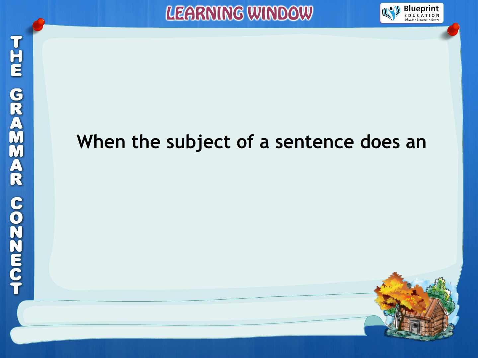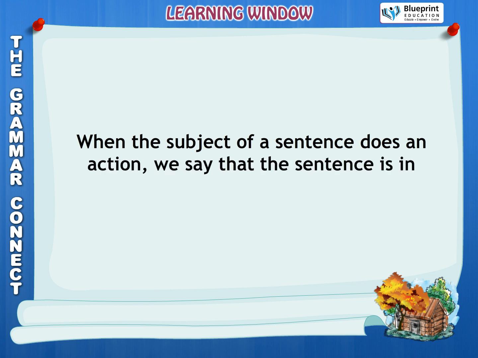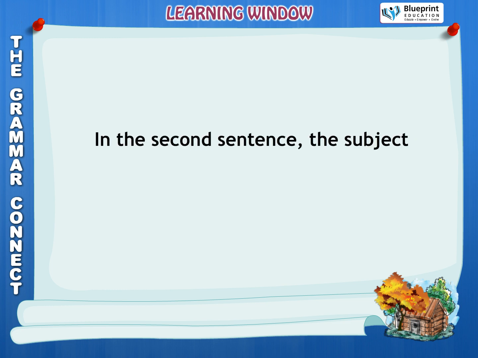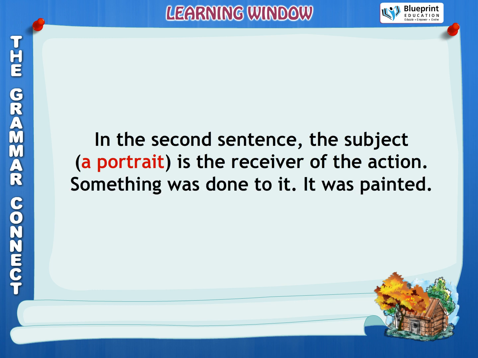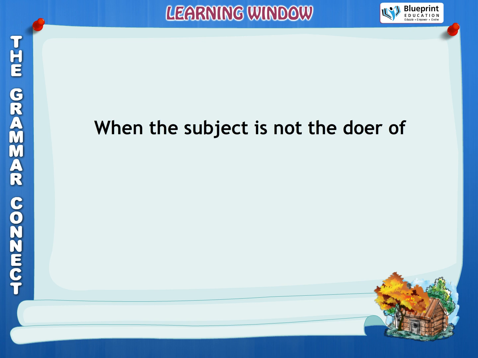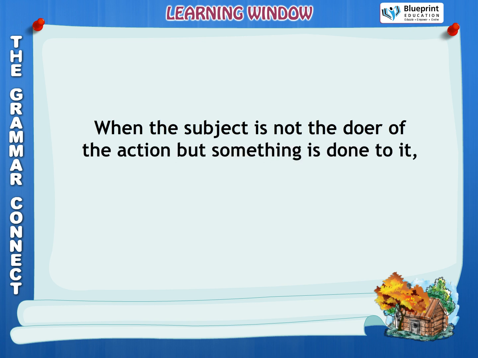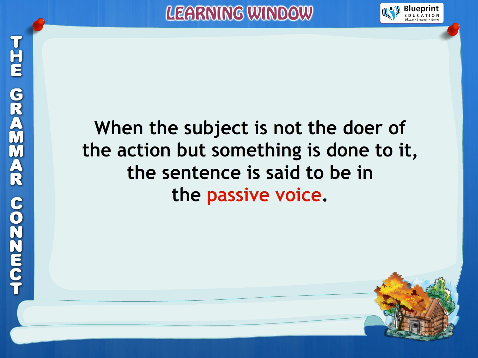She painted. When the subject of a sentence does an action, we say that the sentence is in the active voice. In the second sentence, the subject, a portrait, is the receiver of the action. Something was done to it. It was painted. When the subject is not the doer of the action, but something is done to it, the sentence is said to be in the passive voice.